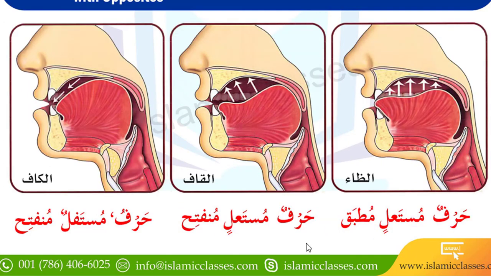Now we move to the next page, and here you can see the difference between all these letters. The first, on the right side, is Harfun Musta'lin Mutbaq, the letter which is a Musta'liya letter and also Mutbaqa. There are 4 letters that have this quality, Musta'liya and Mutbaqa.